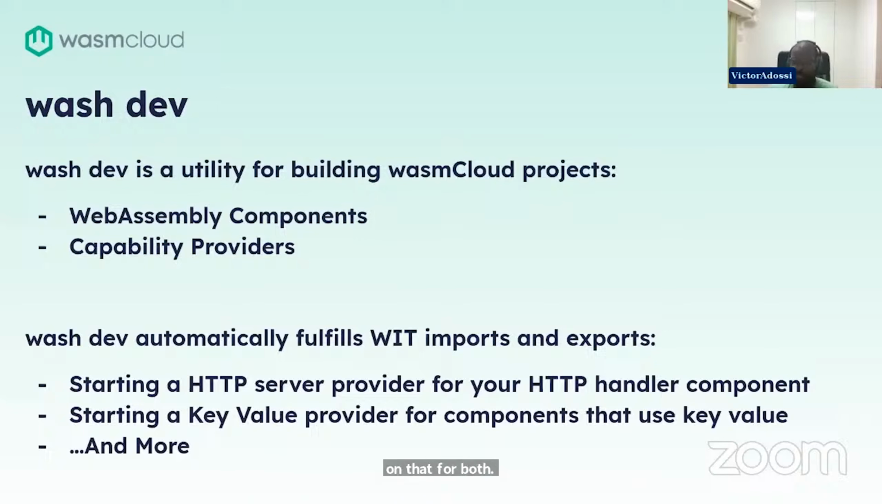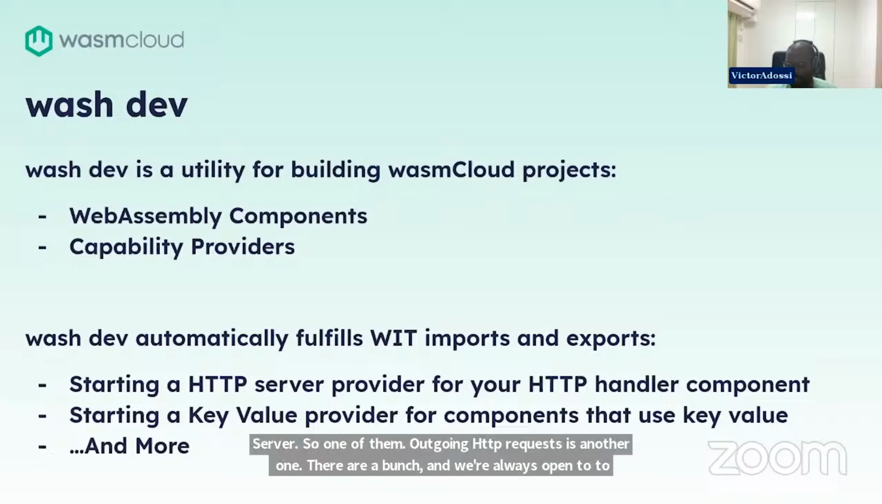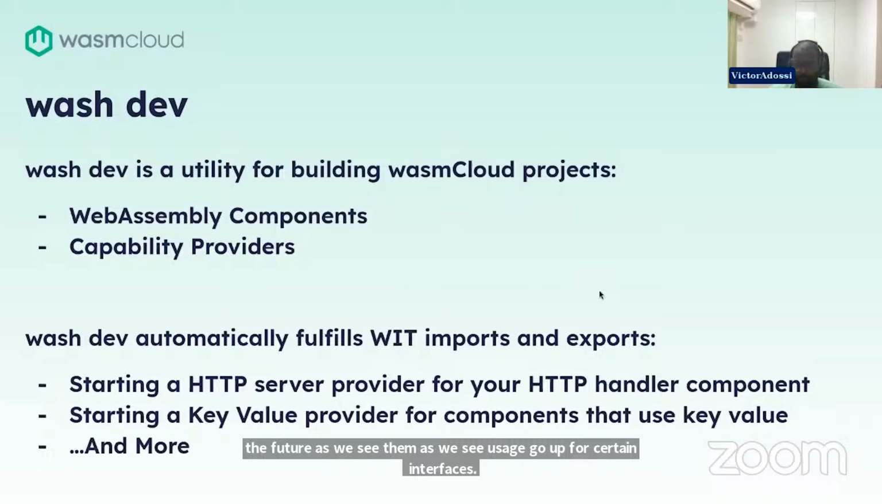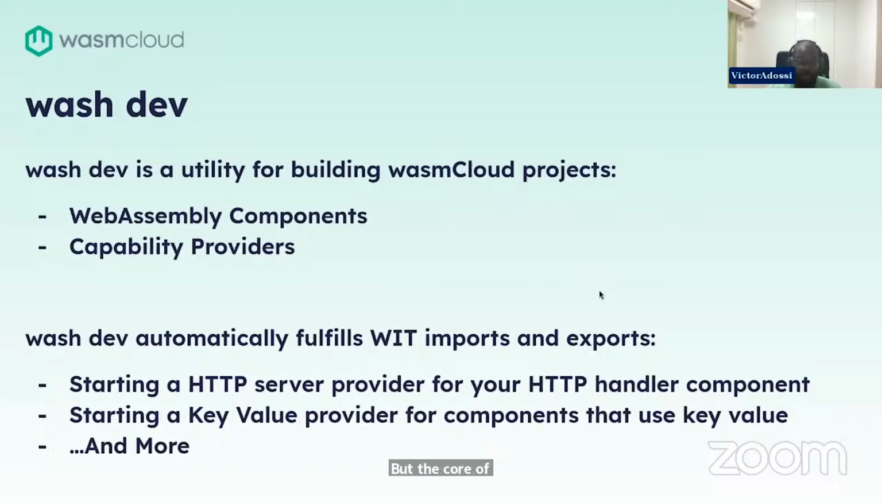This is for capabilities that we consider really important and vital, sort of baseline capabilities. Key value is one of them. HTTP servers are one of them. Outgoing HTTP requests is another one. There are a bunch, and we're always open to expanding this in the future as we see usage go up for certain interfaces. But the core of Wash Dev now, as opposed to before, is: build your component, watch your code, build your component, deploy your component locally, and spin up its dependencies where we can.